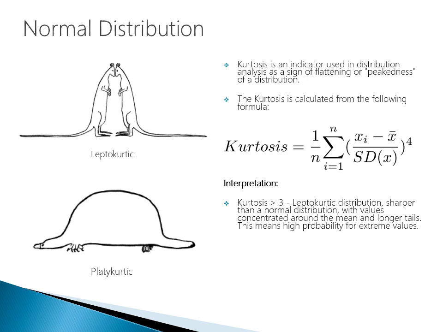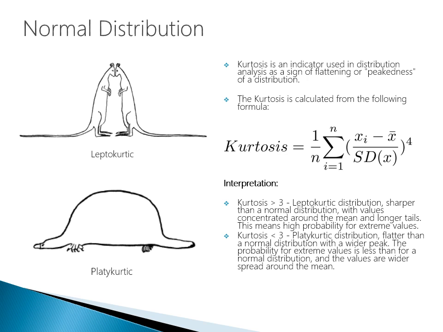Likewise, with our skewness statistic, we can interpret kurtosis as the following. If it is greater than 3, we have a leptokurtic distribution. The leptokurtic distribution is sharper than a normal distribution, with the values concentrated around the mean and longer tails. And what this implies is that we have a higher probability for more extreme values.